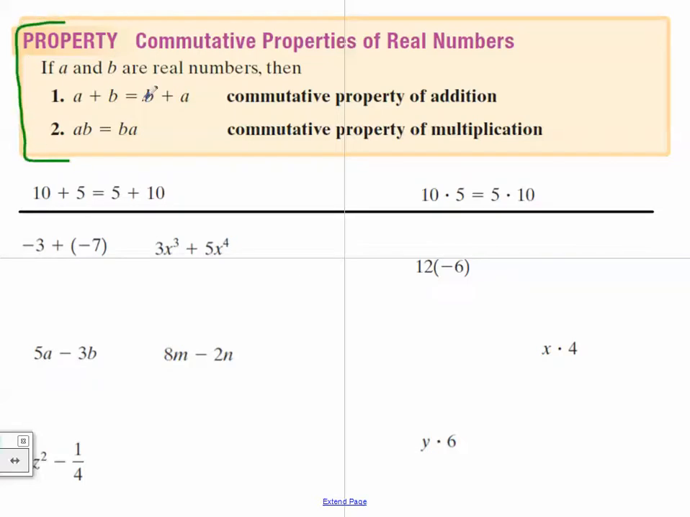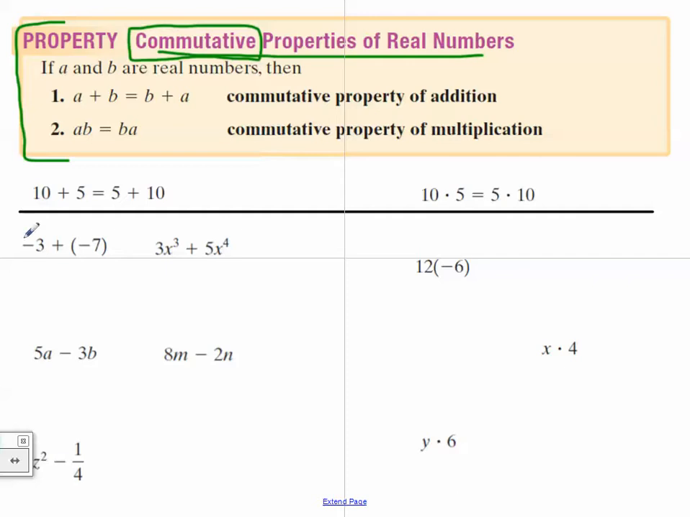So here's a property, the commutative property of real numbers. Commutative means that you can just move things around. A plus B is B plus A. A times B is B times A. So 10 plus 5 is 5 plus 10. That's the commutative property of addition. And again, the names of these are probably not as important as just knowing that you can do A plus B is B plus A, and A times B is B times A. And again, we'll take a look at what we're doing with these.